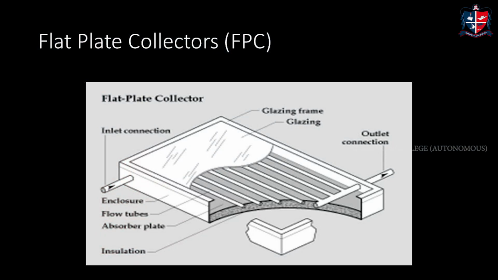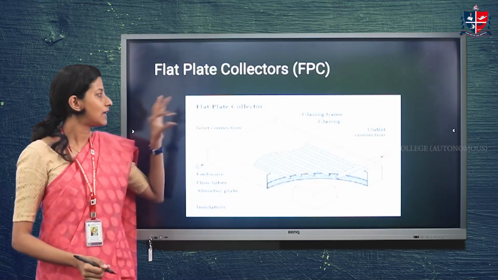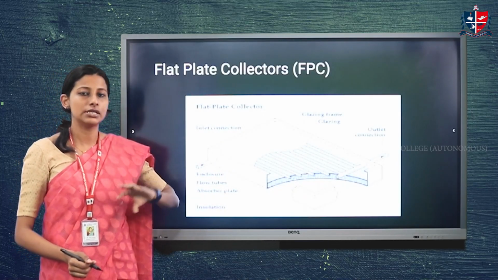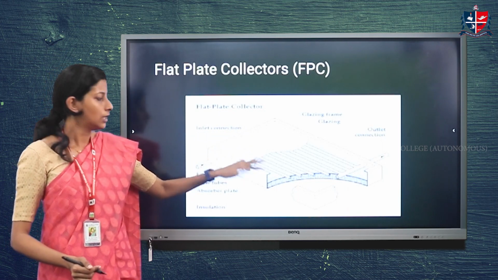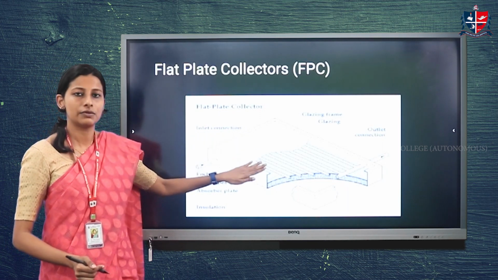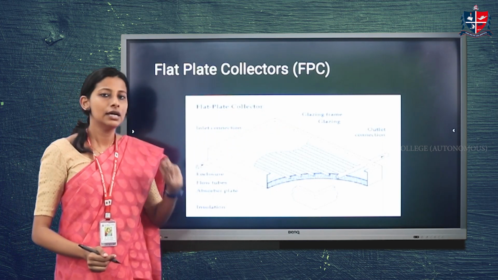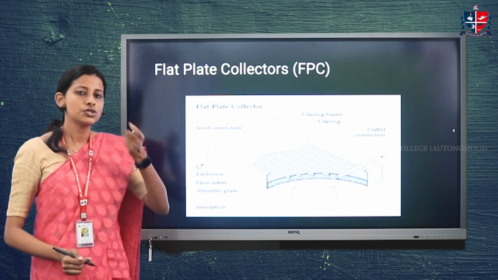This is an image of an FPC. From the name itself, it is a flat plate collector. A flat plate collector has many important components. Let's start from the top part. The top part of an FPC is a glass cover, also called glazing. Glazing is basically a glass cover. So what is the peculiarity?